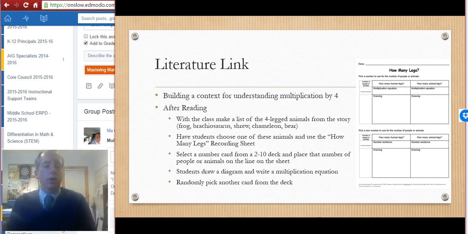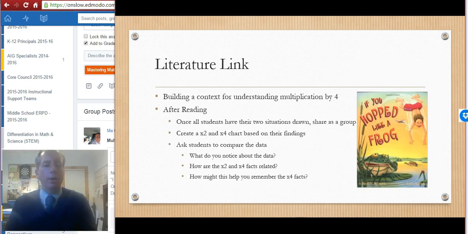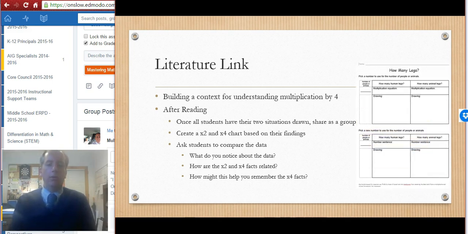Then we're going to share out as a class and talk about, okay, so what did your diagrams look like? What did your neighbors look like? Let's go ahead and chart those out. And what do we start to notice about times 2 facts and times 4 facts? So we're going to create our times 2 and our times 4 chart and start to say, well, what do we notice about the data? How are the 2's and the 4's related? How might knowing what 2's look like help me find what my 4's look like?